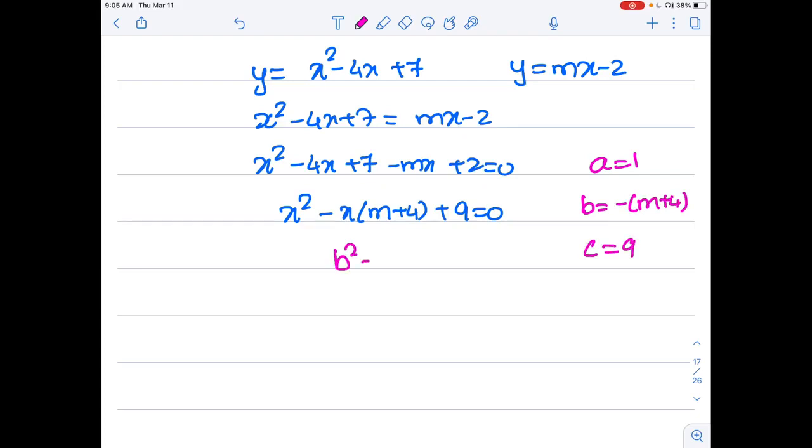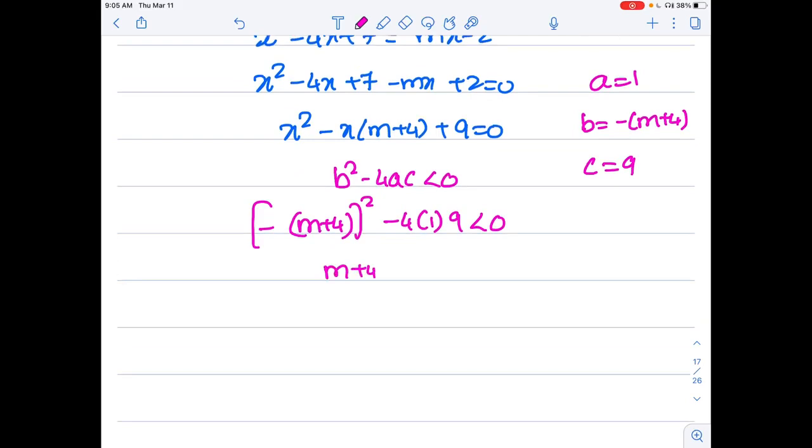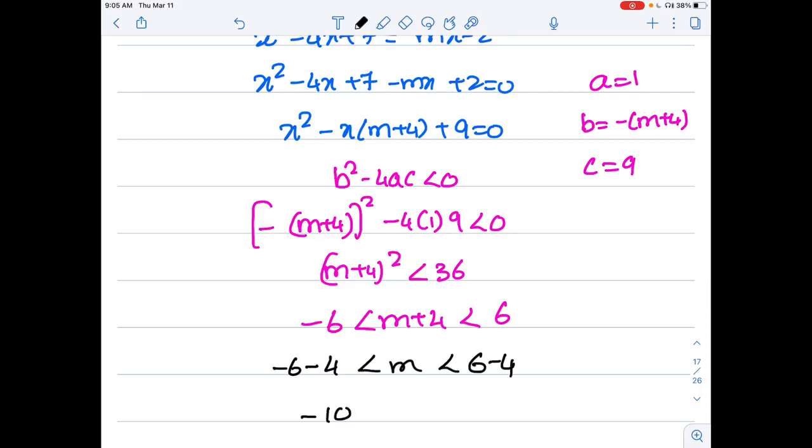They do not meet the curve, so b squared minus 4ac should be less than 0. So it becomes (m plus 4) whole square minus 4 times 1 times 9 is less than 0. So (m plus 4) whole square is less than 36. If I take out that square, it becomes square root and it becomes plus 6 and minus 6. Then subtracting 4 on both sides, minus 6 minus 4 is less than m is less than 6 minus 4. So m lies between negative 10 and 2.